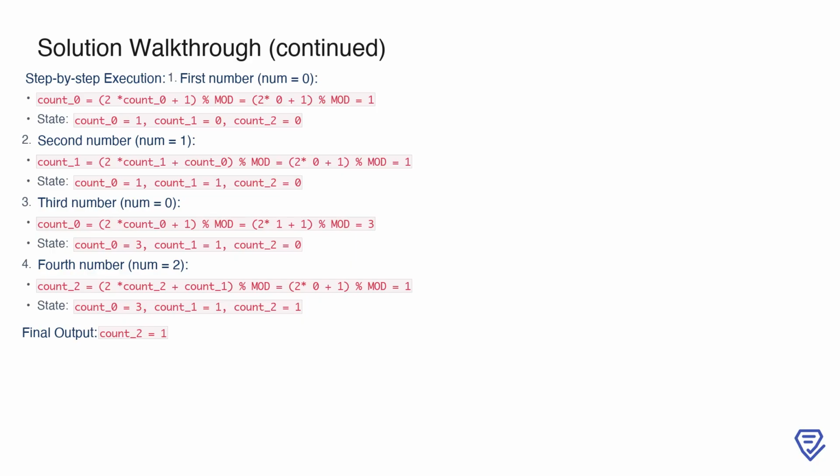Each 0 can extend all subsequences ending in 0, so we update count_0 using the same formula, resulting in count_0 equals 3. Finally, the fourth number is 2. Using the formula count_2 equals 2 * count_2 + count_1 % mod, and substituting the current value of count_1, we find that count_2 becomes 1. Thus, for nums equals 0, 1, 0, 2, the final output is count_2 equals 1, representing one special subsequence in this case.